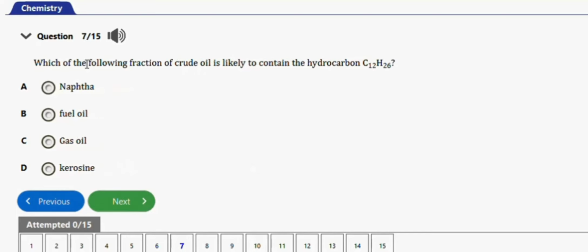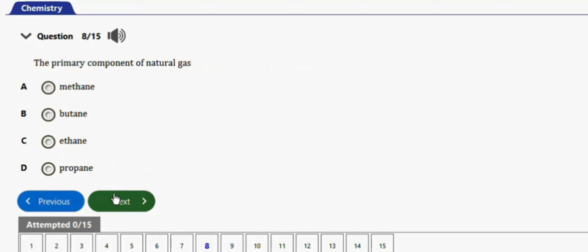It says, which of the following fraction of crude oil is likely to contain the hydrocarbon C12H26? So the fraction of crude oil that is likely to contain this hydrocarbon is kerosene, option D. Alright, very important. The next question will be this one. It says the primary component of natural gas is, so this is very simple, methane. The answer is option A. Next question will be this one.